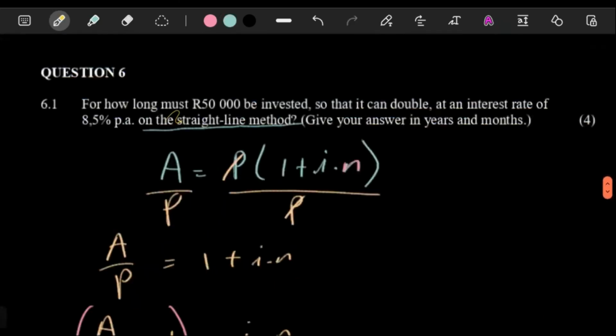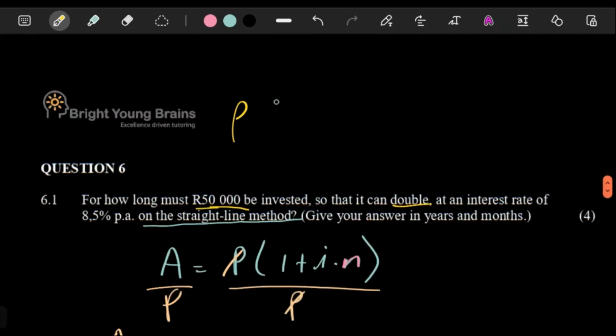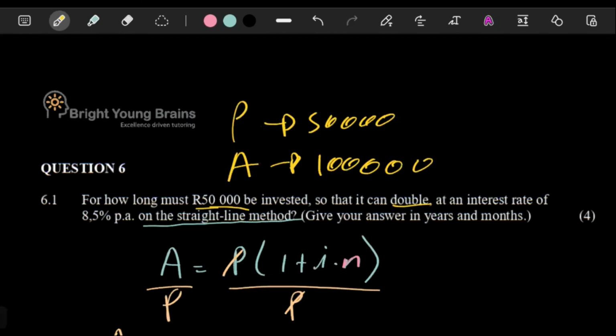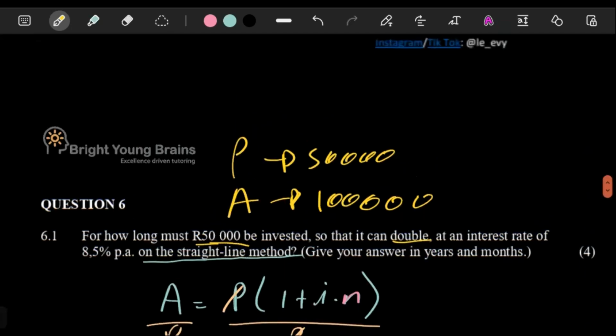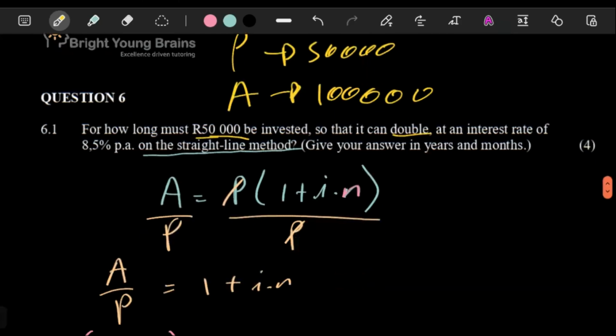But anyway, our question wants us to find out how long 50,000 needs to be invested for it to double. Meaning the amount when the investment is made is 50,000, but the amount after the period of investment should be 100,000, because they're asking how long it takes for the amount to double. So P is 50,000 and A is 100,000. The interest rate is 8.5% per annum, so i is 8.5%. Our value of n is what we're looking for. Because they said straight line method, we use the simple interest formula.